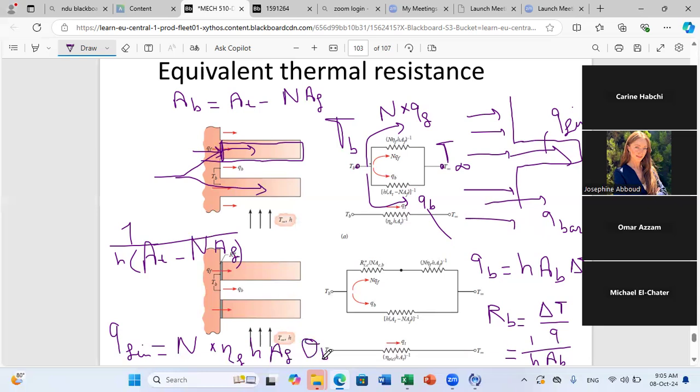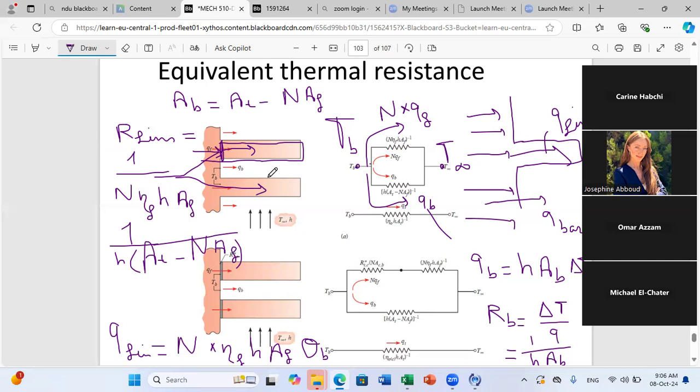Okay, so if you use the same method, you can say that the resistance of fins is equal to 1 over the number of fins. So if it's one fin, you just put n equal 1. If you have several fins, you put n. So n times the efficiency of each fin that you get from a graph or from a table, times h times the frontal area of the fin.